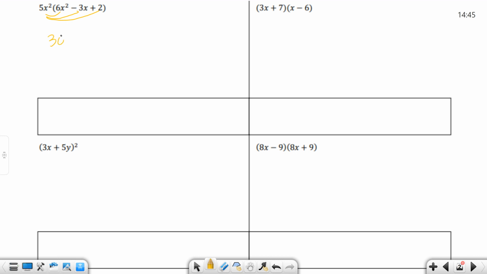So that's going to be 30x to the 4th, and then minus 15x to the 3rd, and then plus 10x squared. So 30x to the 4th minus 15x to the 3rd plus 10x squared.